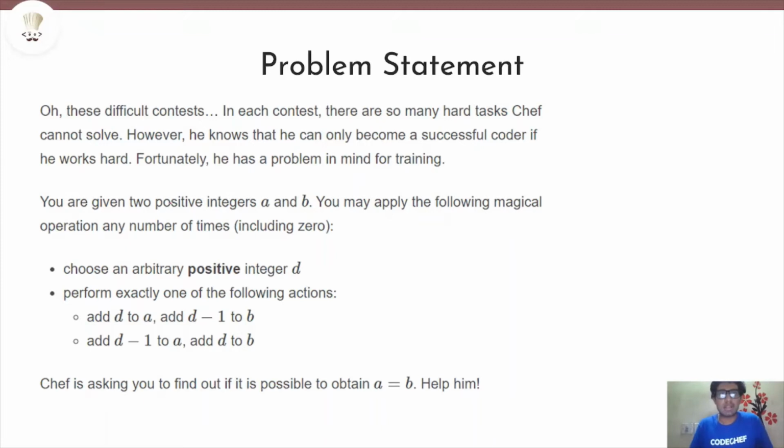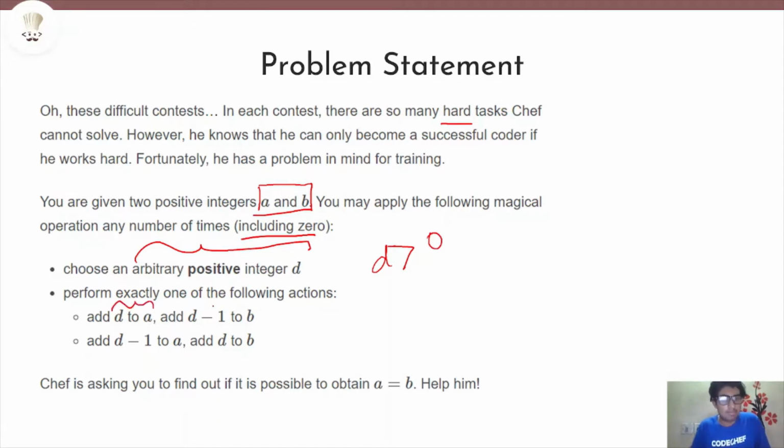It's written here that in each problem there are many hard tasks that Chef cannot solve. However, he knows that he can become a good problem solver only if he works hard. Therefore, he has a problem in mind for you. You are given two positive integers a and b, and we can apply the following operation multiple number of times, including zero number of times. We choose an arbitrary positive integer d, so the only constraint is d should be greater than 0 because it's a strictly positive integer. And then we perform one of the following actions.